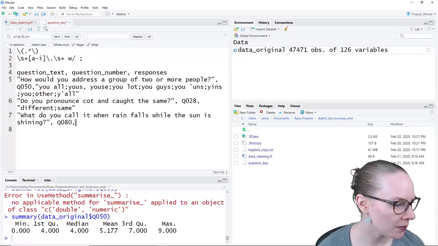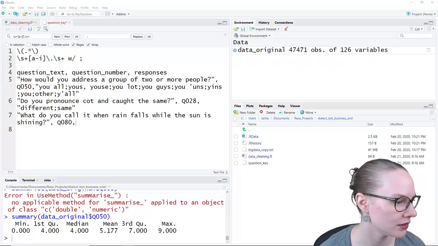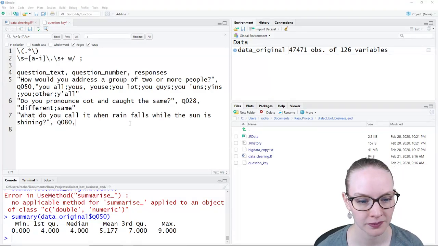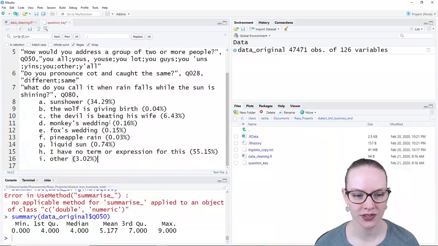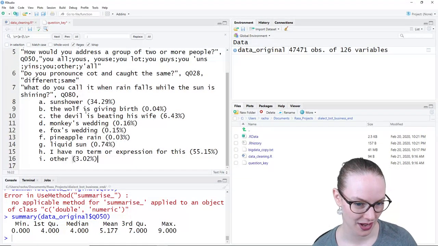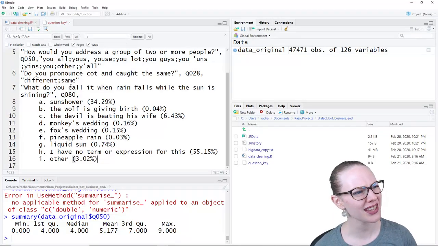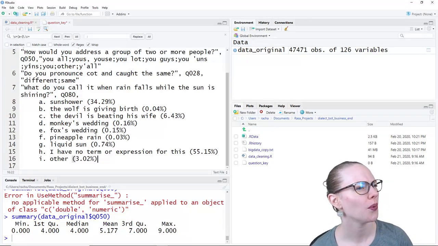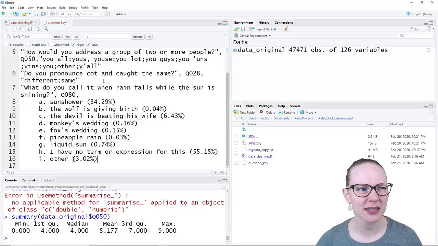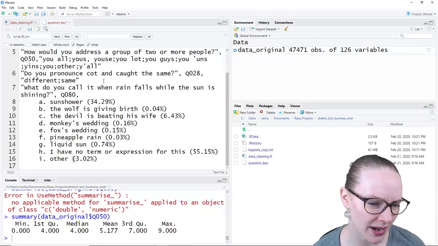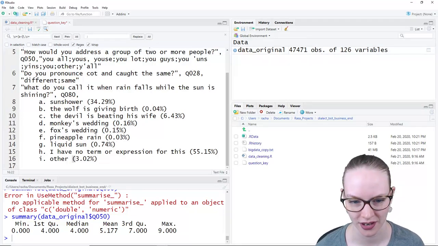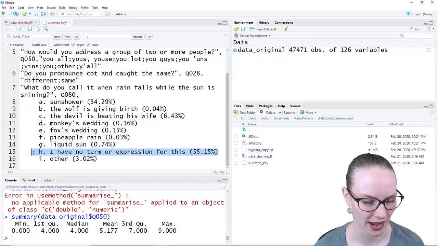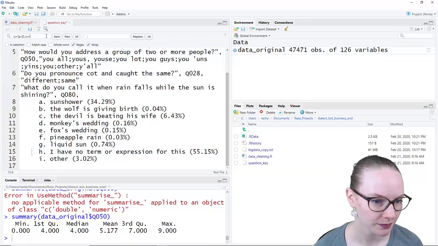And then our options are, we got a lot of them. Sun shower, the wolf is giving birth, the devil is beating his wife, monkey's wedding, foxes. Actually, I think I've heard monkey's wedding. My cousins might say monkey's wedding. Fox's wedding, pineapple rain, liquid sun. I have no term or expression for this, and other. And most people don't have a term or expression for this.